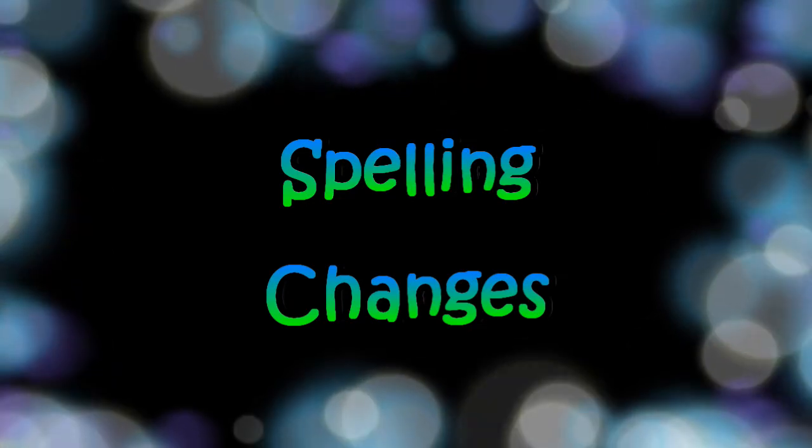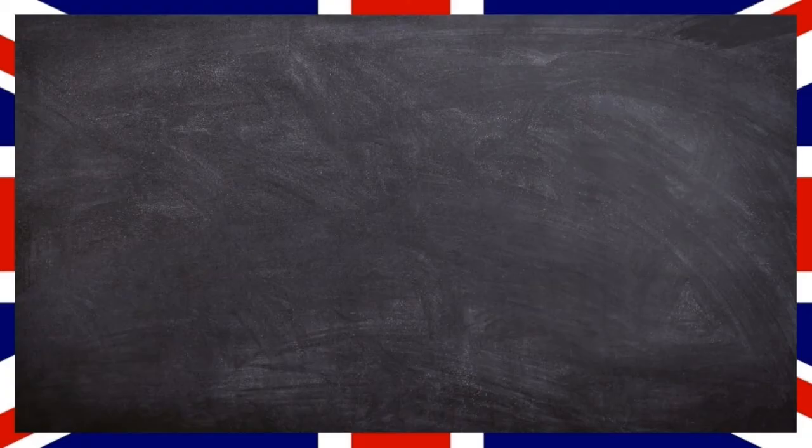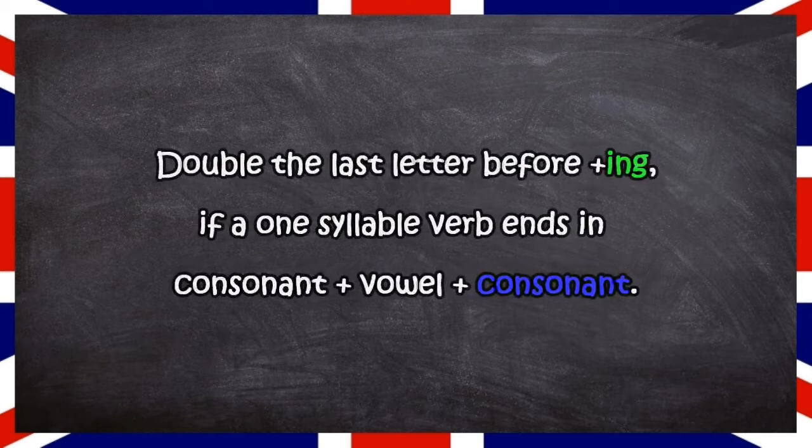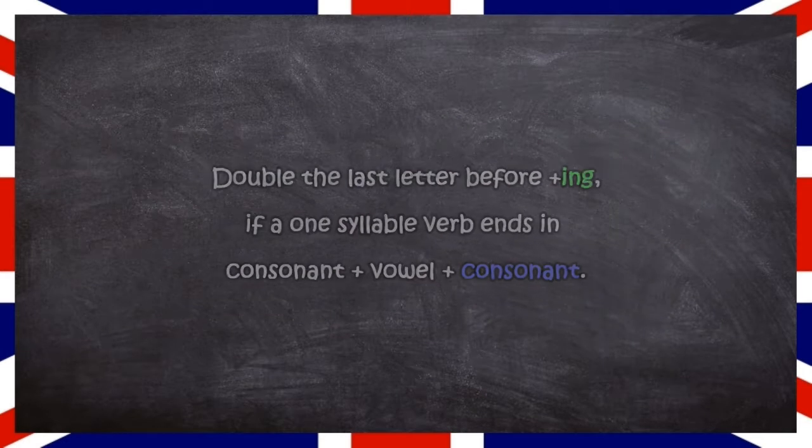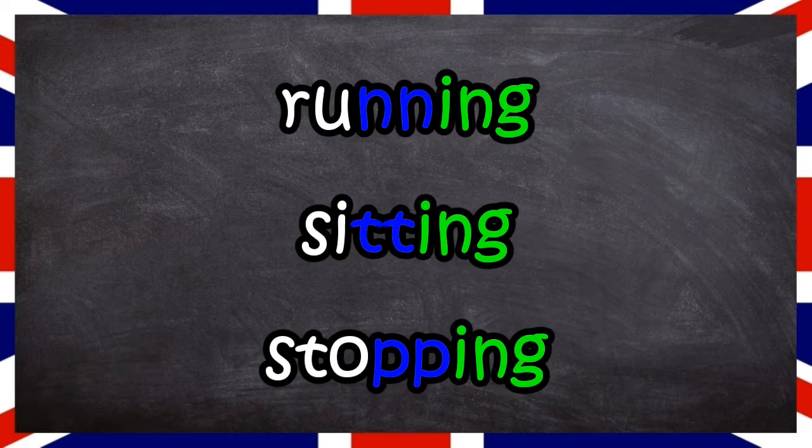Spelling changes in present participle. Double the last letter before ing if a one-syllable verb ends in consonant plus vowel plus consonant. Running, sitting, stopping.